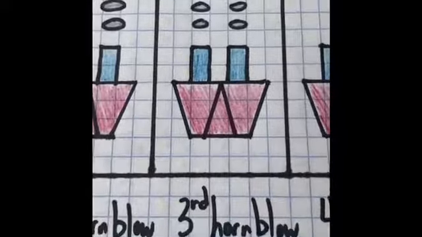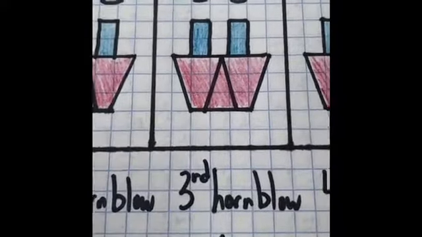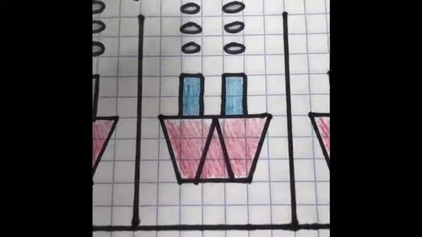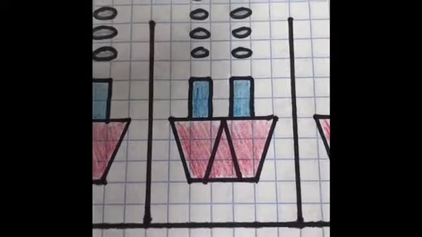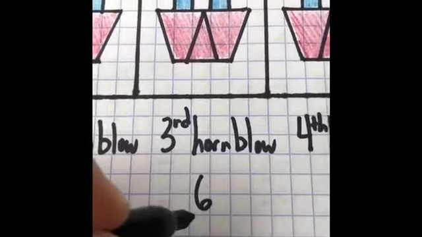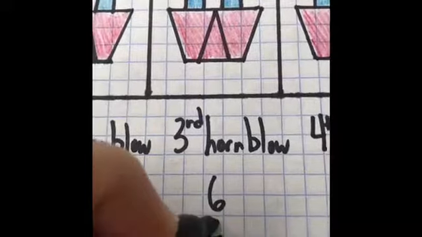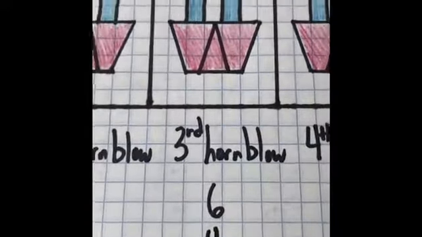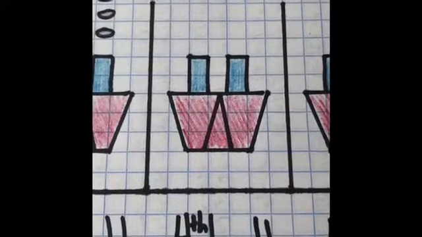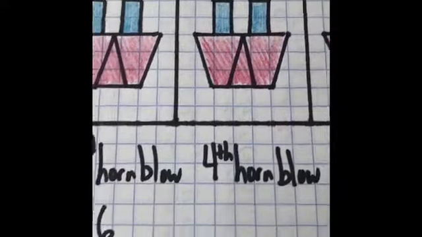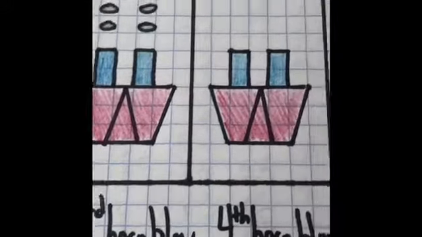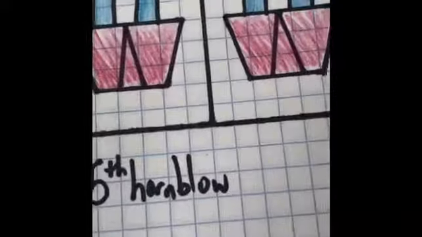Okay, so let's look at the third one. The third one says we start with 6 from the previous, and we add 1, 2, 3, 4 again. So 6 plus 4 equals 10. So what do we think the fourth horn blow is going to be? Well, we should have the 10 from the previous, the third horn blow.